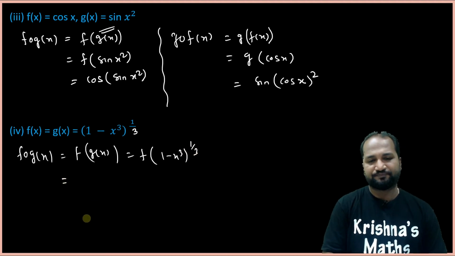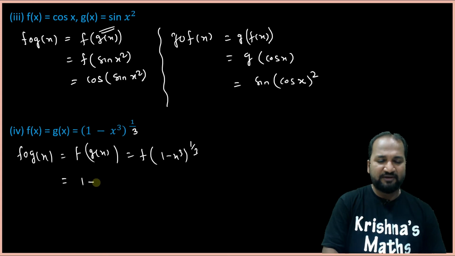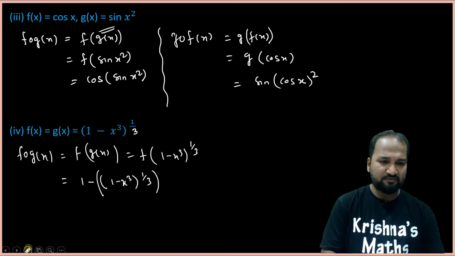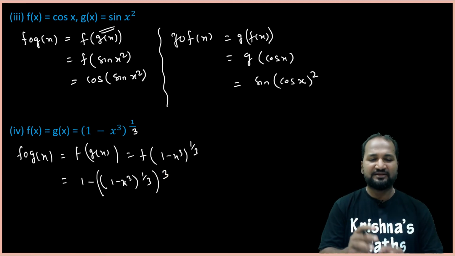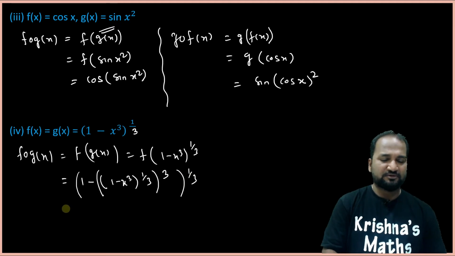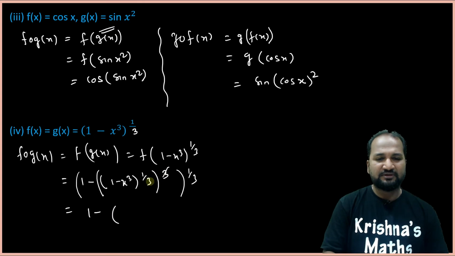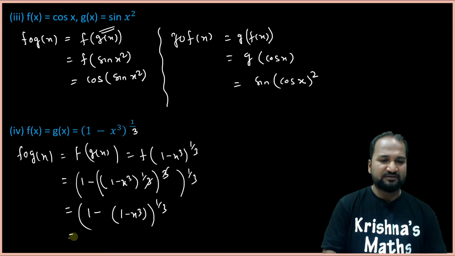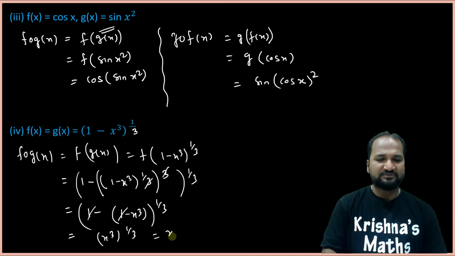Now this is equal to 1 minus, in place of x, 1 minus x cube raised to 1 by 3, whole raised to the cube. The cube and the 1 by 3 power cancel, so we get 1 minus 1 minus x cube, whole raised to 1 by 3. The 1 cancels, leaving x cube raised to 1 by 3, and that is equal to x.